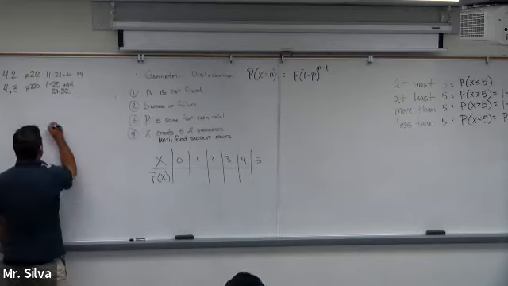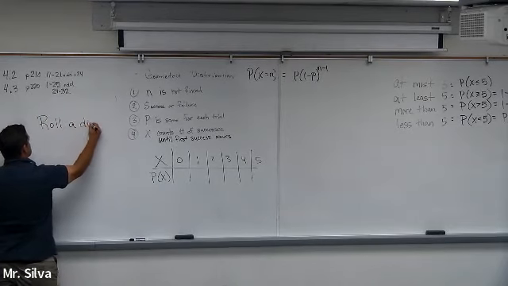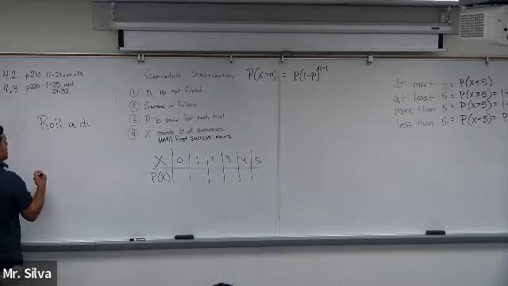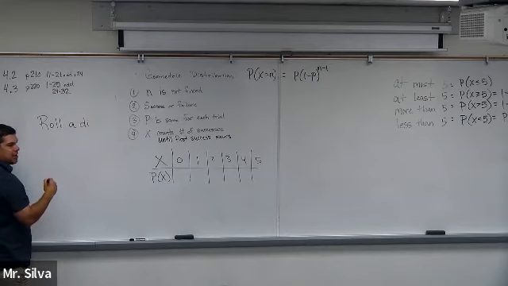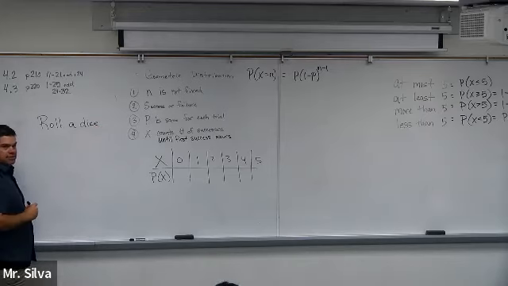So if I roll a die, I don't know if it's DI or DIE. How do you spell it? DIE? You're going to die. The dice. How about a dice? Roll a dice. Dice is plural, die is singular. So I had it right.